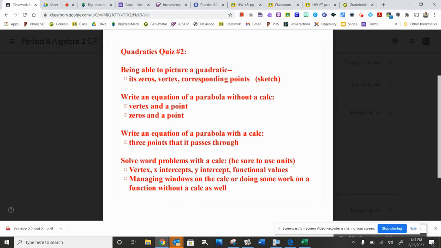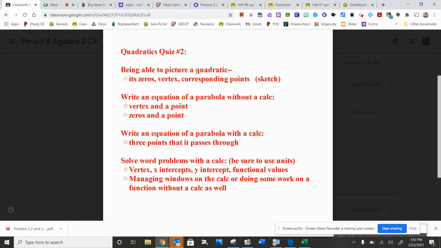If it talks about a maximum, you know you're referring to your vertex. If it's talking about where it touches the ground, if something is projected up in the air and coming back down, where it hits the ground is its x-intercept in the positive quadrant. Your y-intercept is where you start from. So if you're starting from the ground, then it's 0, 0. But if you are, let's say, on top of a building to start your parabola, then that is your y-intercept.